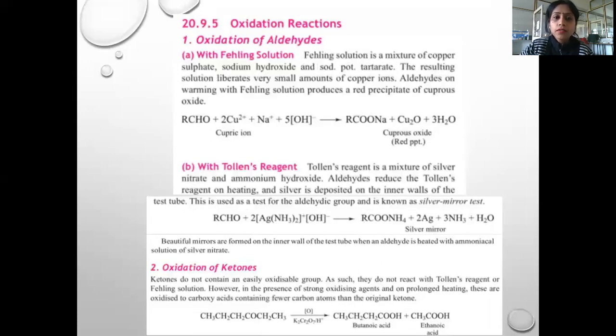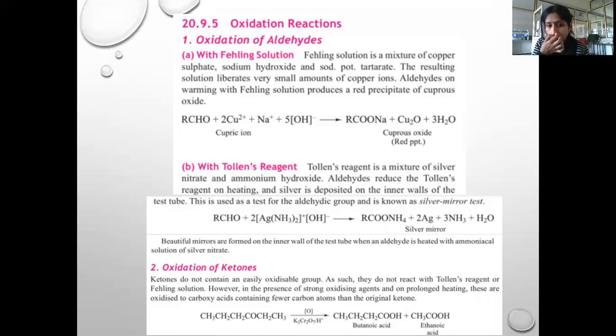Next step is the oxidation. Oxidation of aldehydes: we have to see what different reagents are used. The first is Fehling's solution. We know that Fehling's solution consists of Fehling's solution A and B. One is copper sulfate, and the other is sodium potassium tartrate. In the presence of these two reagents, the aldehyde reduces cupric to cuprous oxide, which is a red precipitate, and that confirms the presence of the aldehyde group.